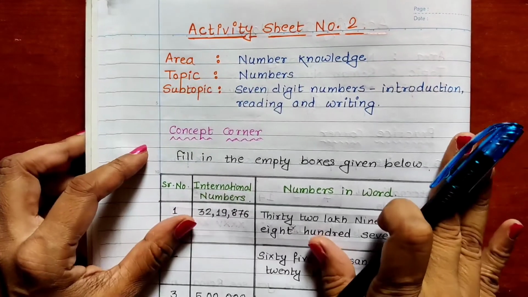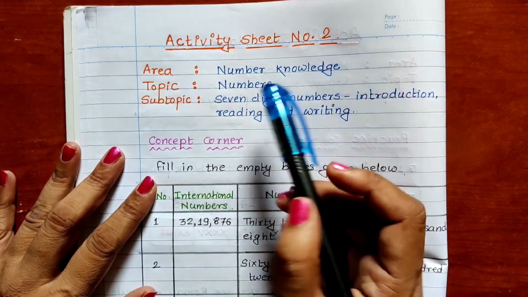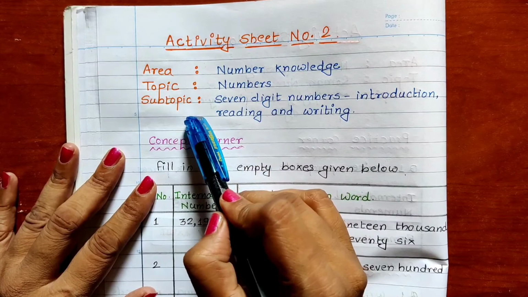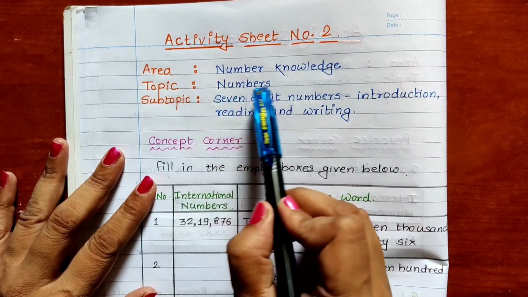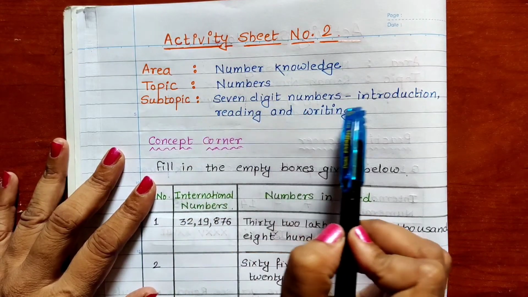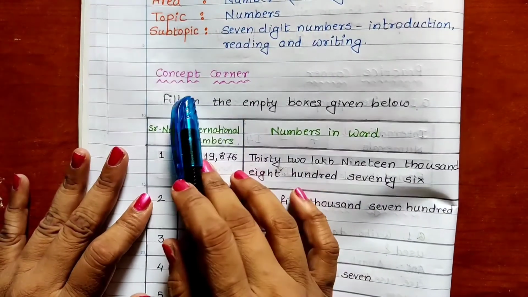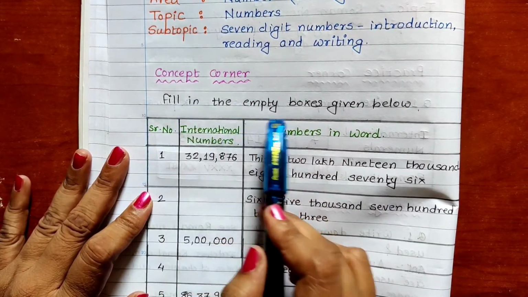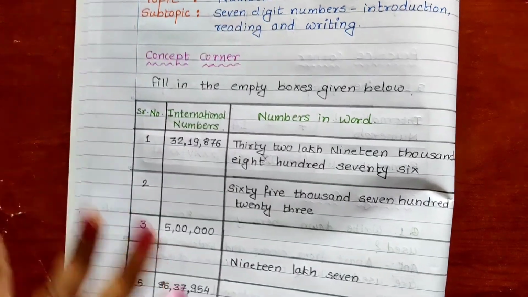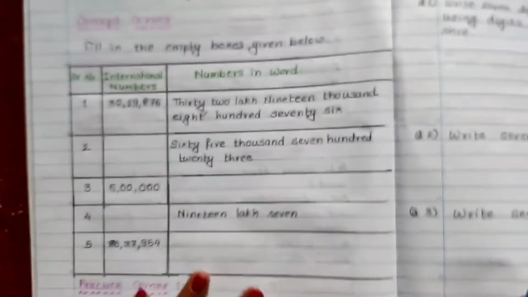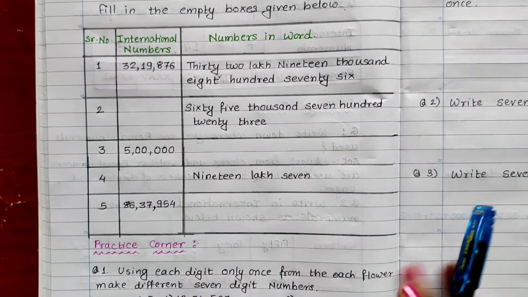So instead of writing day 2, what we have to write? Activity sheet number 2. Area, topic and subtopic you all can get from the PDF. Area is number knowledge, topic is numbers, subtopic is 7-digit numbers, introduction, reading and writing. We have to start writing from concept corner. What is the question? Fill in the empty boxes given below. You can copy this chart from your PDF and then we can continue solving the chart.